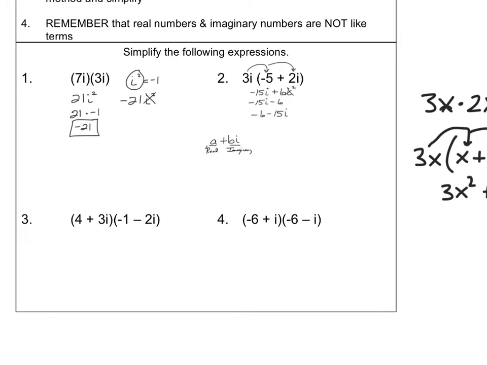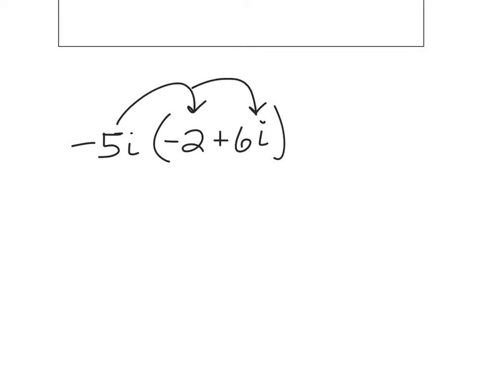All right, let's take a look. This example here will not be in your notes, so you want to write this one down. Let's go with negative 5i times the quantity negative 2 plus 6i. On this one, again, we're going to distribute. So I distribute here and here. Negative 5i times negative 2 is positive 10i. And then negative 5i times positive 6i is negative 30i squared.